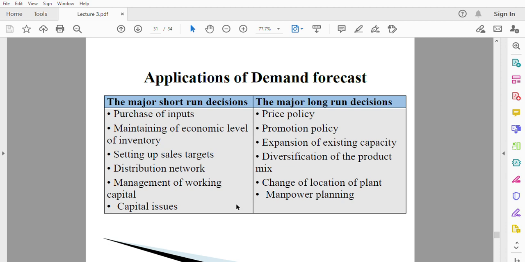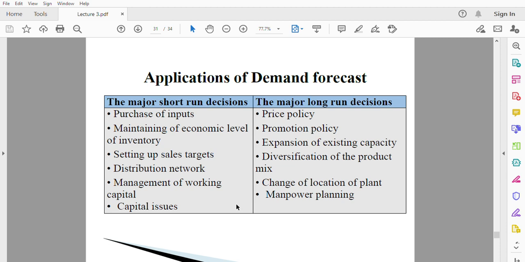The third is setting up sales targets. It helps you know the target you are supposed to give to your sales personnel or your sales manager. It also helps you to distribute network. If you are able to forecast that the demand for my commodity will be very high in Greater Accra region, it will be very high in Brong Ahafo region, but as for Volta region, it will be very low, it will help you know how to network.